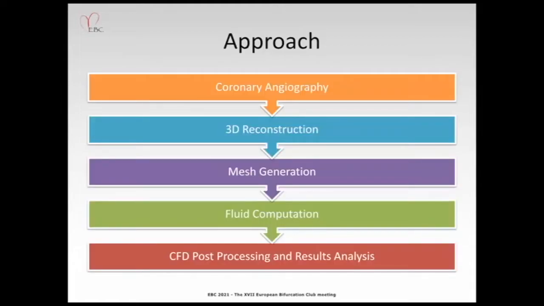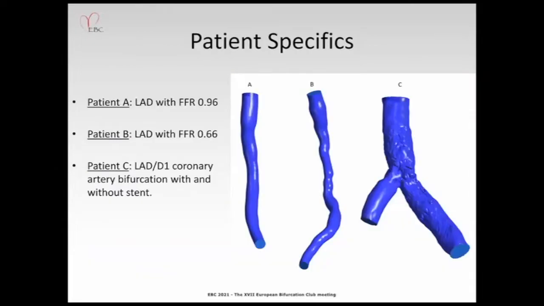The approach consists of taking patient-specific coronary angiograms, doing segmentations to reduce the 3D geometry, including 3D reconstruction. We create meshes from those geometries, and then we utilize computational fluid dynamics to compute the parameters of interest. 3 subjects were considered.